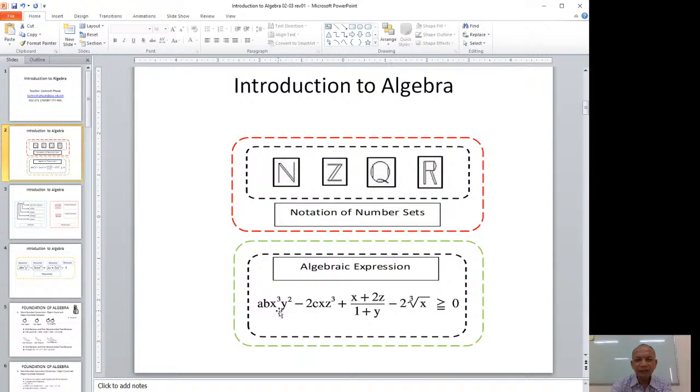We have terms on the left and on the right of the symbol: equality, inequality.